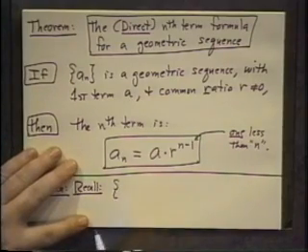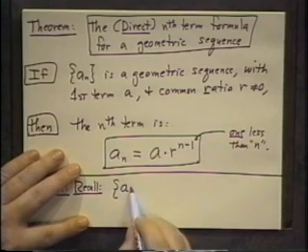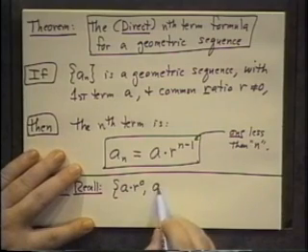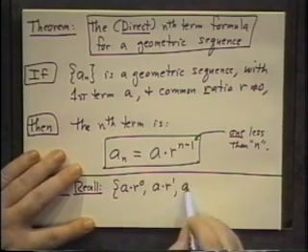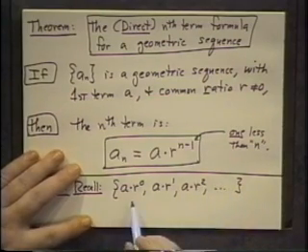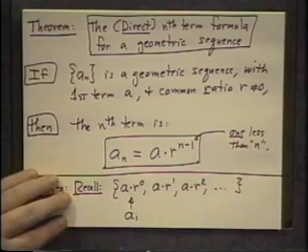Recall what the sequence was defined to be. The first term is a. Now, I'm going to write that as a times r to the 0 to make my point. The next one was a times r, which I'll write as a times r to the 1. And then you remember we had a times r squared, etc., out to infinity.